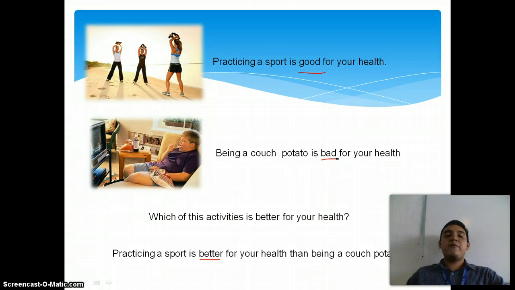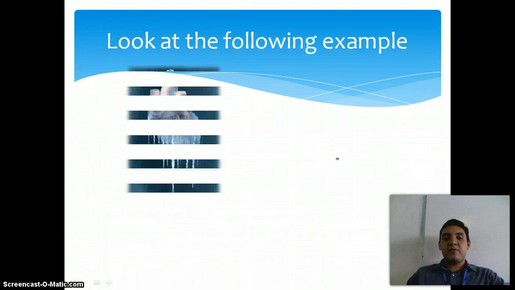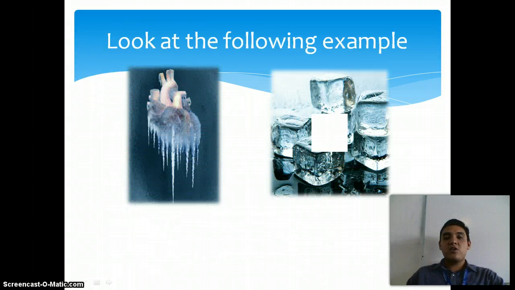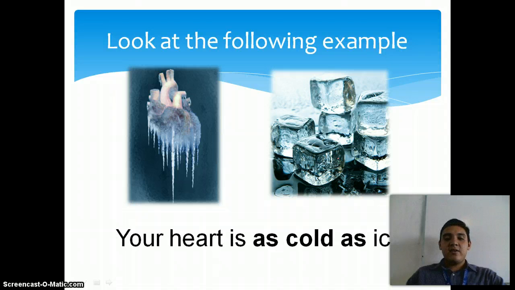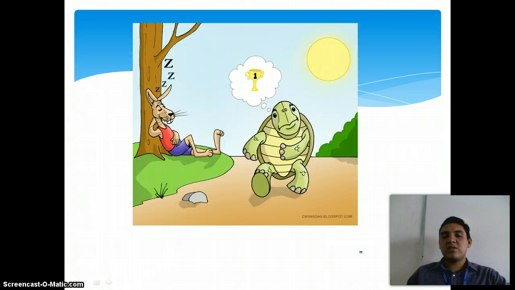This is the basic form of comparison, but there's another way. Let's look at the example. We have a frozen heart and ice, and we could say, your heart is as cold as ice. Guys, this is another way of comparison. We are comparing both things. And let's look at the other example, and then we are going to explain.